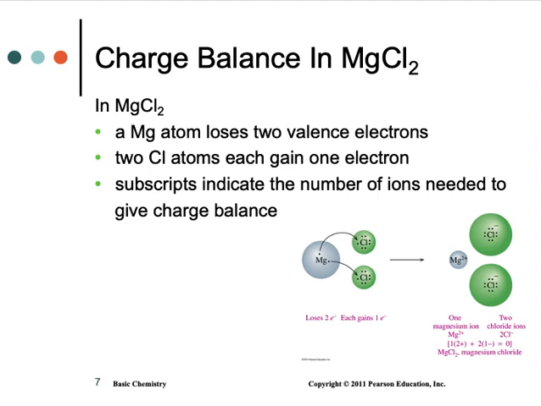Okay, that's how you talk to yourself. You think it through. I have a positive 2. I have 2 negative 1's. Does that balance? 2 negative 1's is negative 2. 1 positive 2 is positive 2. A positive 2 and a negative 2 cancel. And as long as I get down to a 0 charge, that is the compound that I have. So magnesium chloride would be MgCl2.